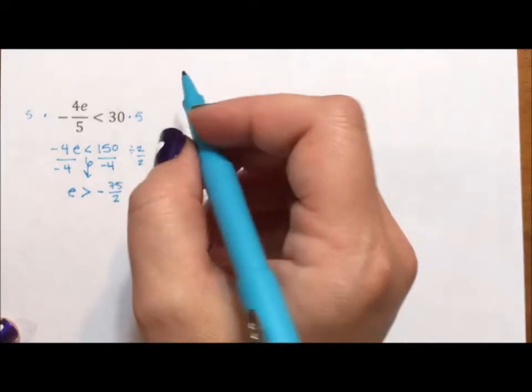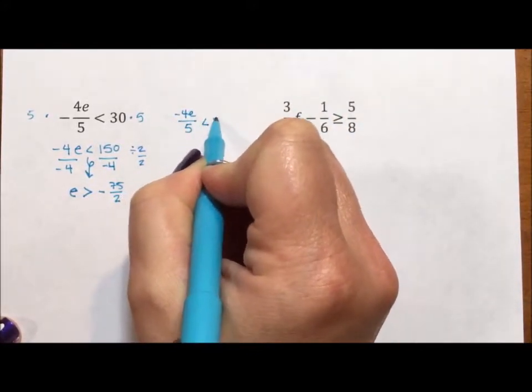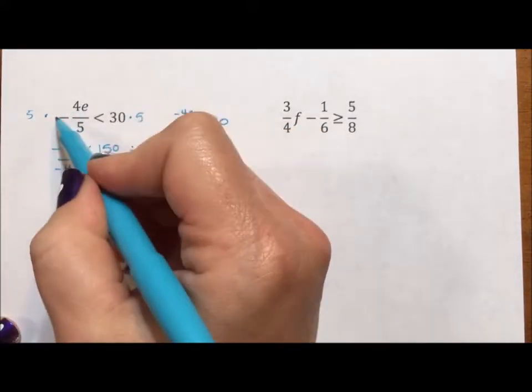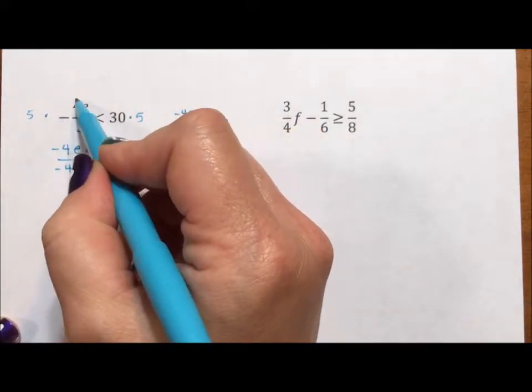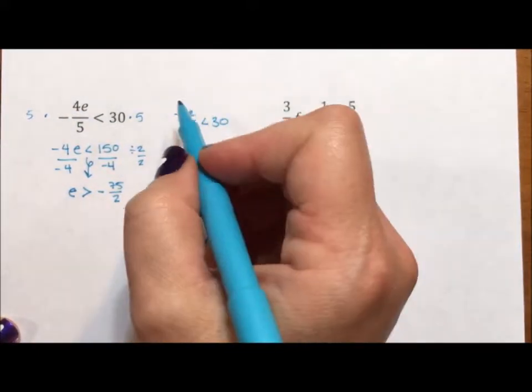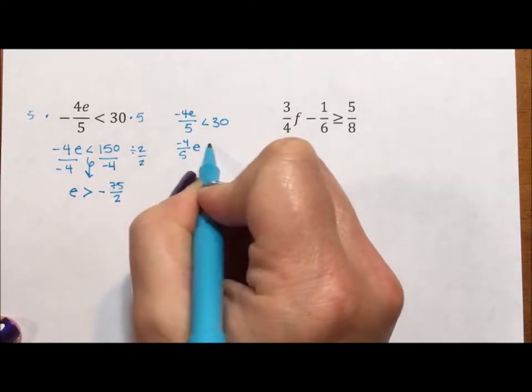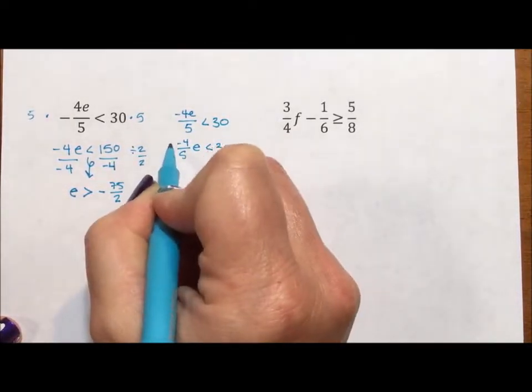Now I said I was going to show you another way of doing this. Negative 4E over 5 is less than 30. I know you're saying, but the negative is out front. It can float seamlessly from the numerator, denominator, and out front. I'm just putting it up front. This is really the same as negative 4/5 E is less than 30, which means I can flip and multiply.